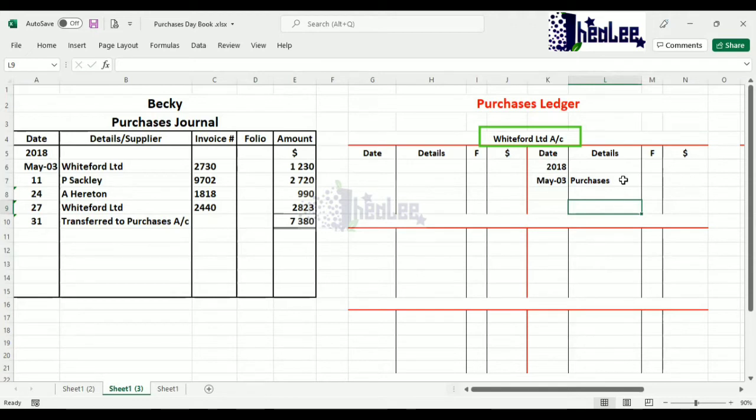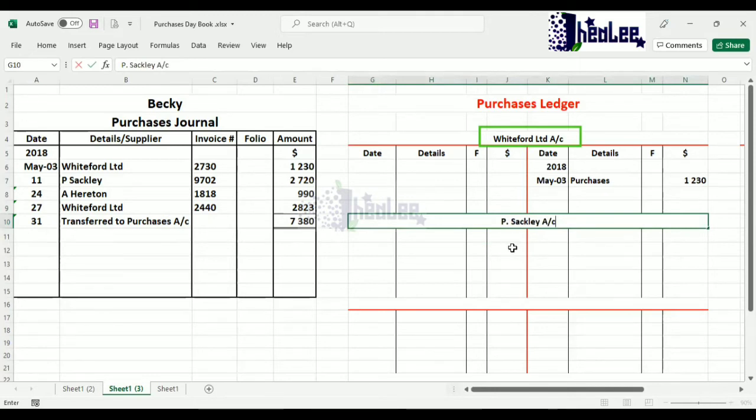So therefore, in the purchases account, that entry would be on the left-hand side. And you pick up the amount, which is $1,230. We move into preparing P Sackley account. And again, we're going to follow that very same procedure that we used to make the posting to the suppliers accounts, or accounts payable accounts, or creditors accounts.